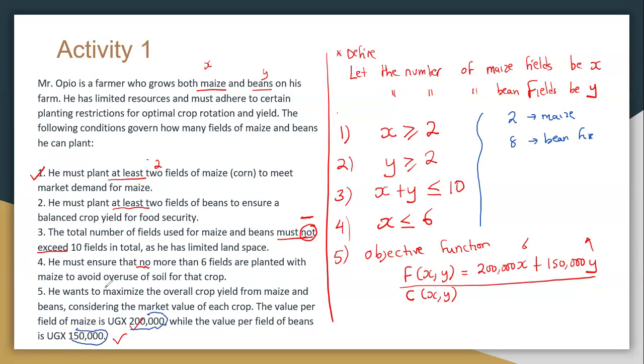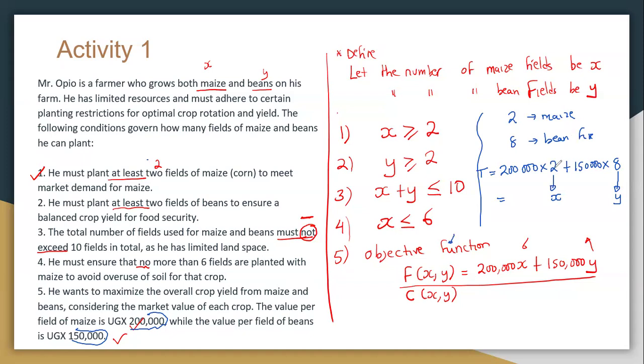In order for me to find how much he is going to get, I'll say maize is 200,000, and how many fields has he planted? He has planted 2. Then plus, I go to beans. How much is each field? 150,000. Then times how many fields has he planted? 8. Now this 2 represents the fields of maize, which we have represented with x. This 8 represents the fields of beans, which is y. So the total amount you get is what we call the objective function. It's the one that gives us the total value for what we have planted.